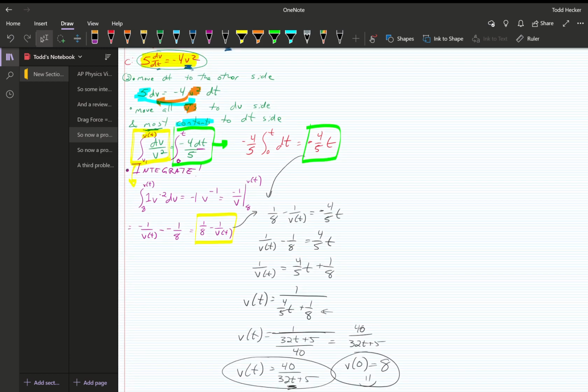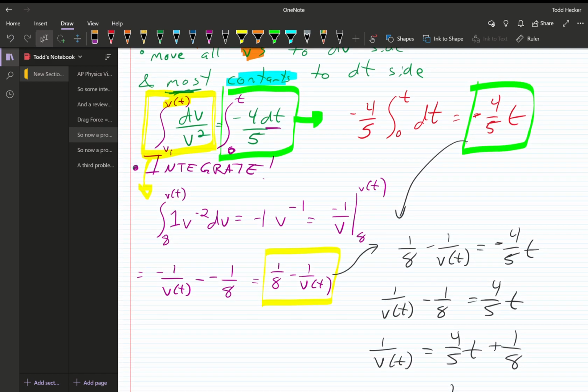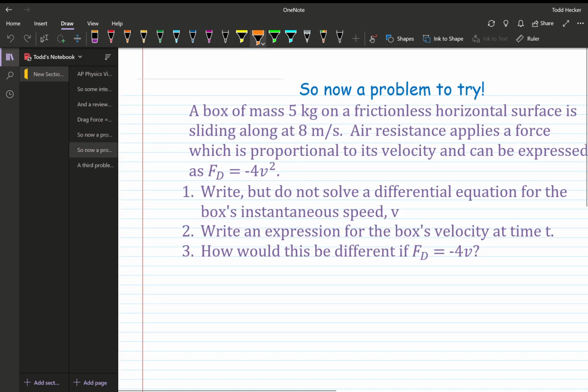The big thing that I should probably stress here is these bounds of integration that I used. Let me go back and highlight these. We'll do it in orange, since we haven't used orange yet. Notice my time goes from 0 to t, and my velocity always goes from the initial velocity to the velocity at time t. That'll always work that way.